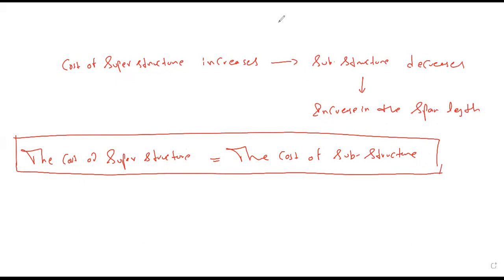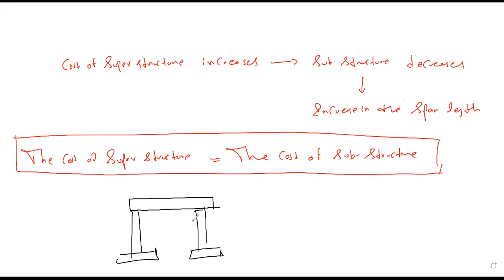Guys, understand? So the cost of the superstructure increases and the substructure decreases with the increase in the span length. If you take any bridge, which will have foundations here, the part resting on this comes under the substructure. This comes under the superstructure, because this is the span. So the total cost of the superstructure being equal to the cost of the substructure is going to be an economical design.